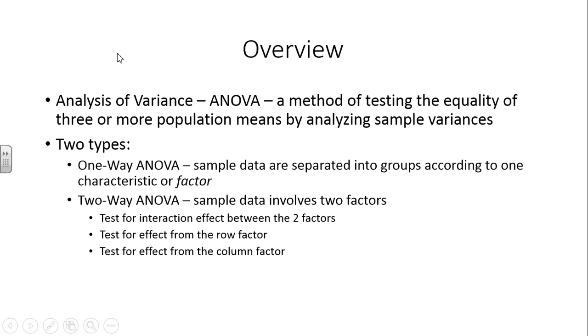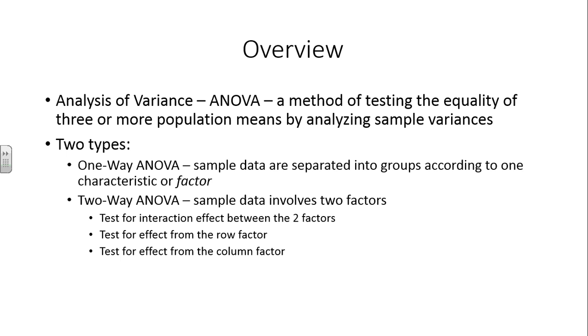All right, so an overview. This technique is known as analysis of variance, or ANOVA, and it's a method for testing the equality of three or more population means. The theory behind it uses their sampled variances, thus the name, analysis of variance. There are two types we're going to look at. First, the one-way ANOVA. In this case, the sample data are separated into three or more groups according to just one characteristic, also known as a factor.